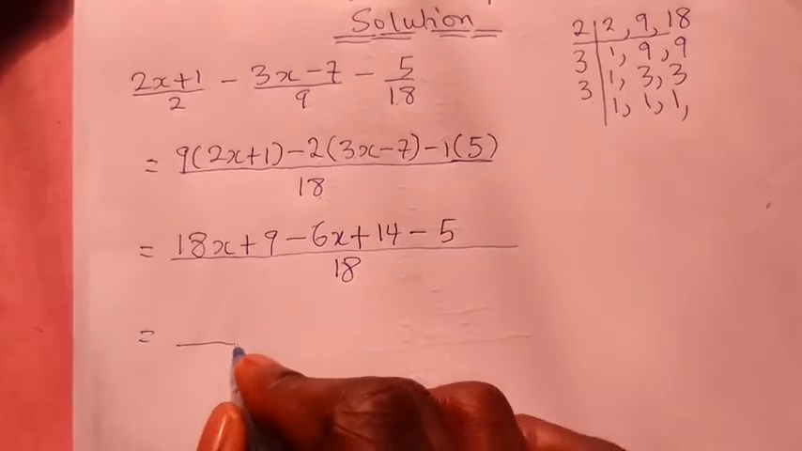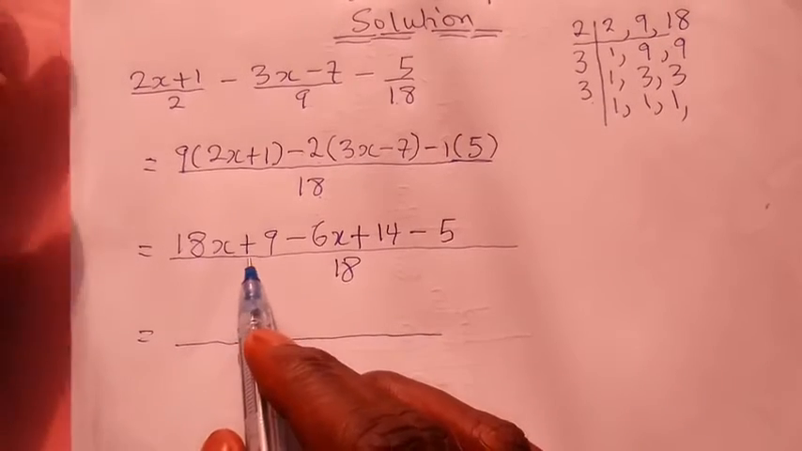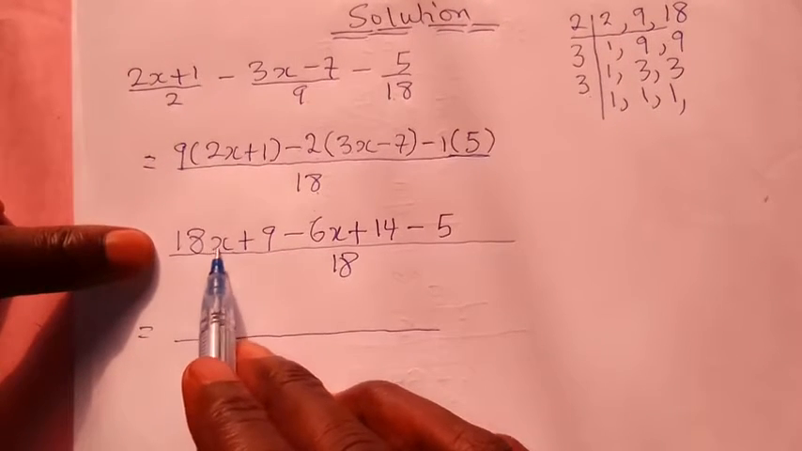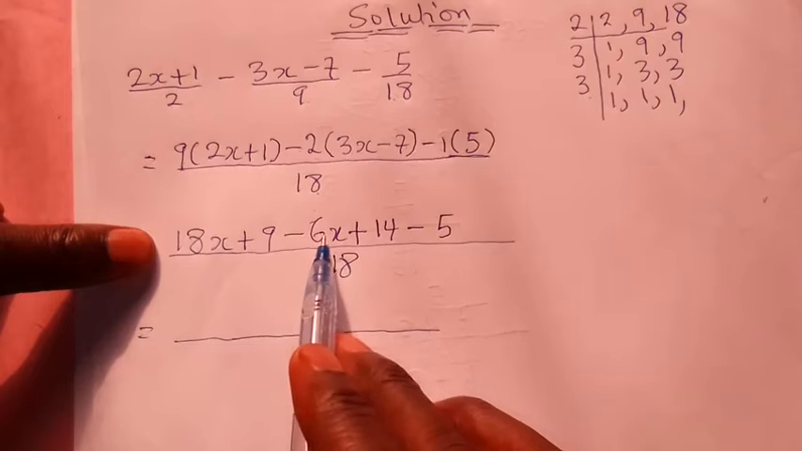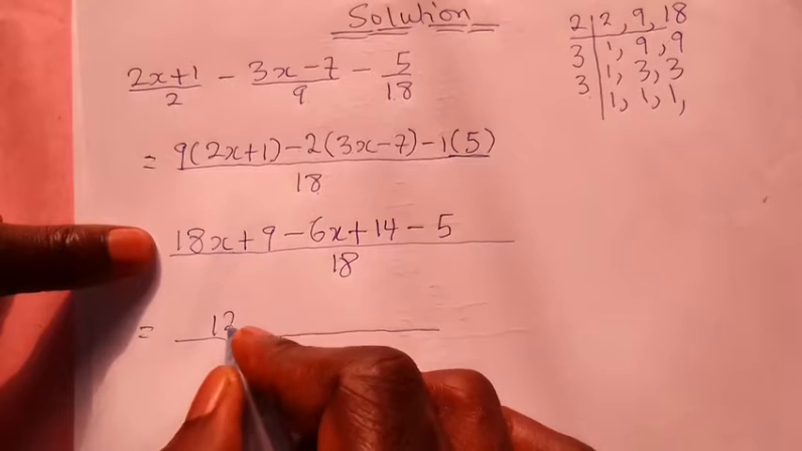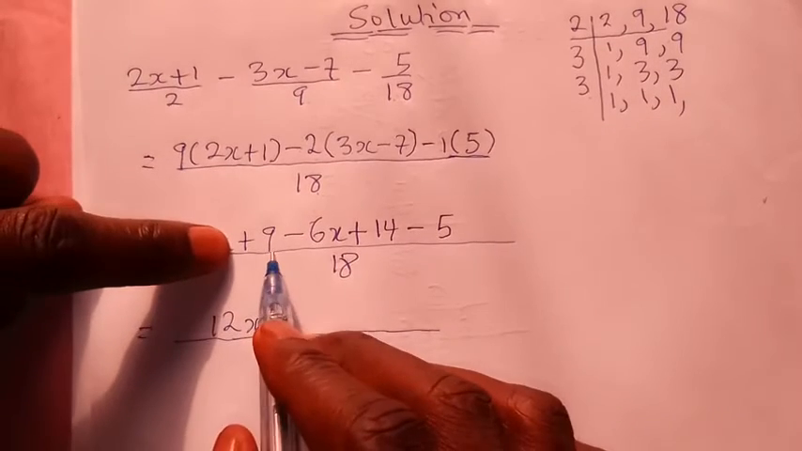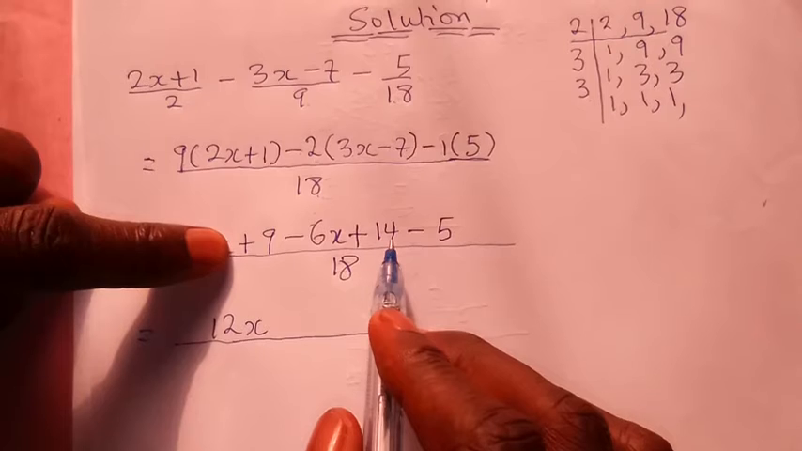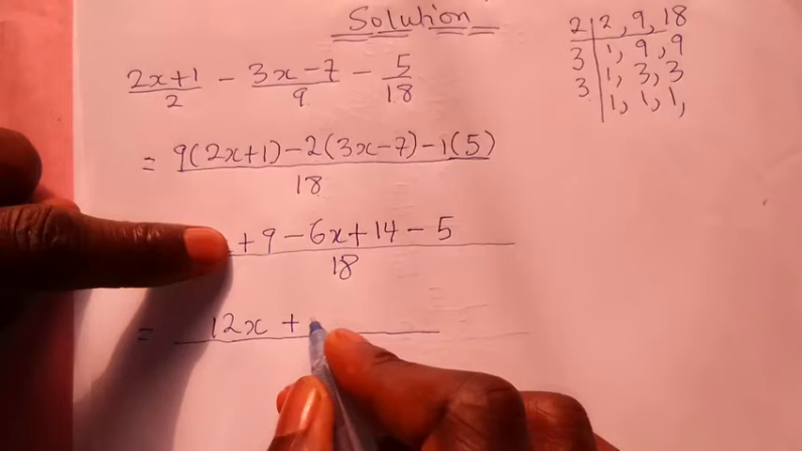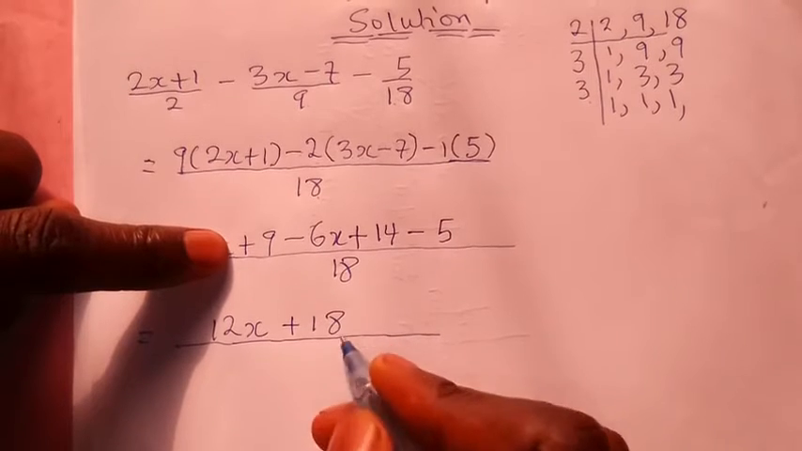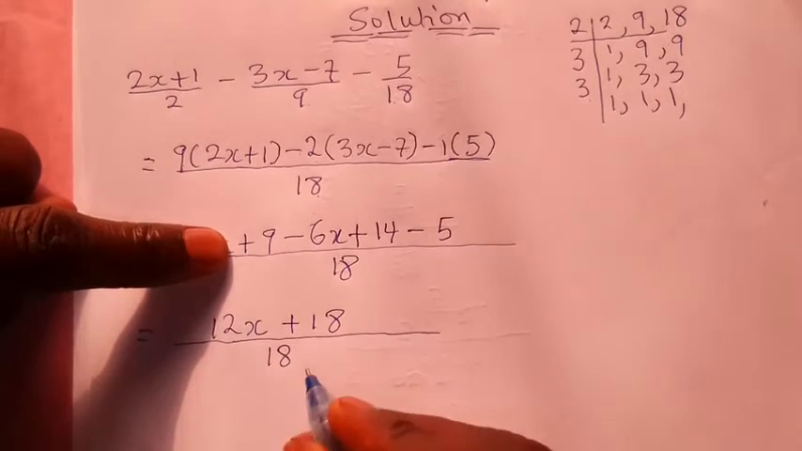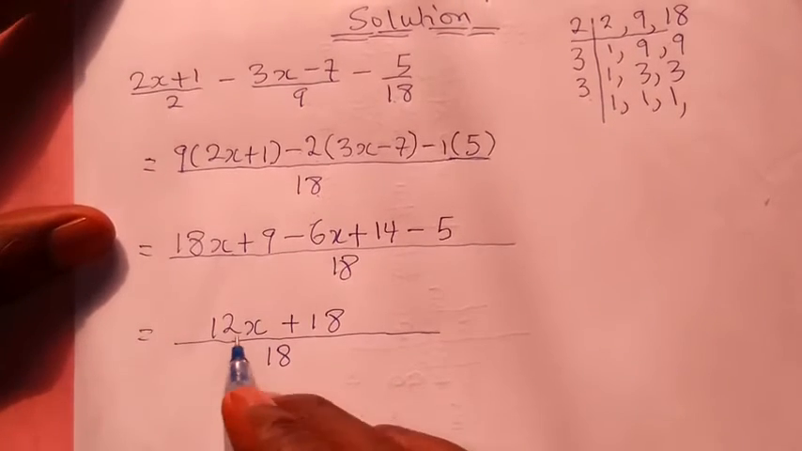Now we are going to simplify whatever numbers are common here. If you check out what we have here, we have 18x. Then we have minus 6x. So 18x minus 6x will give us 12x. Then 9 plus 14 will give us 23. 23 minus 5 will give us plus 18. Then our 18 at the denominator still remains there. Okay, so that is what we have now.